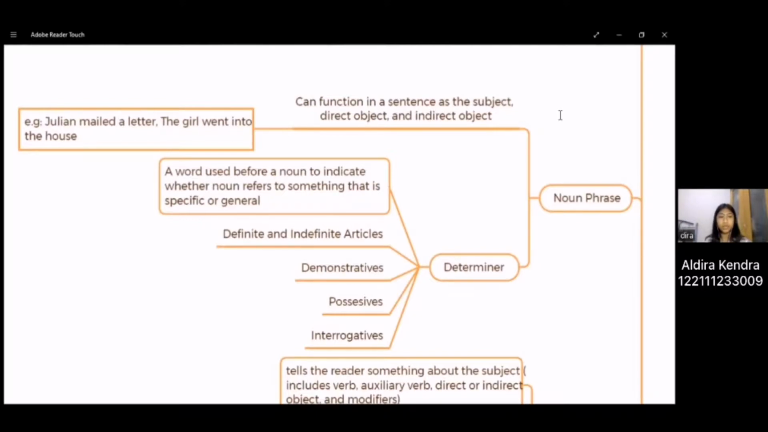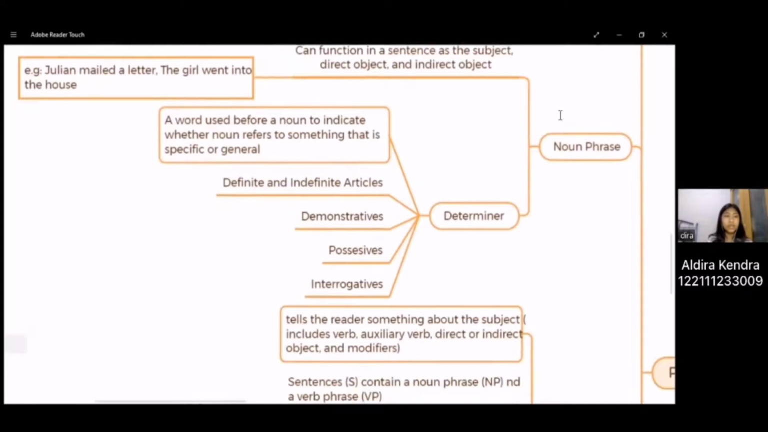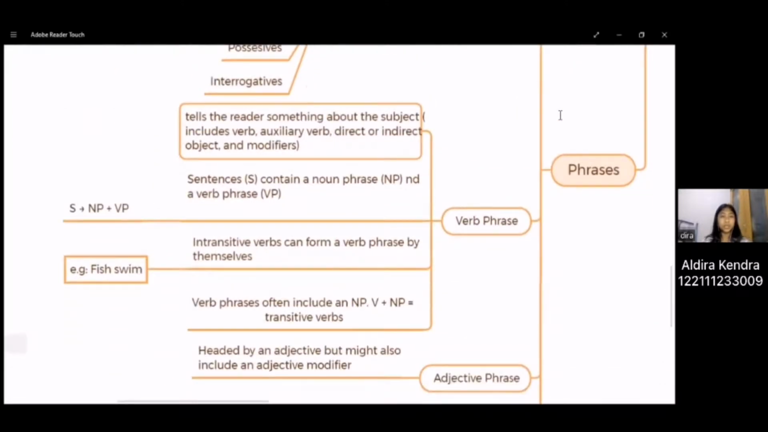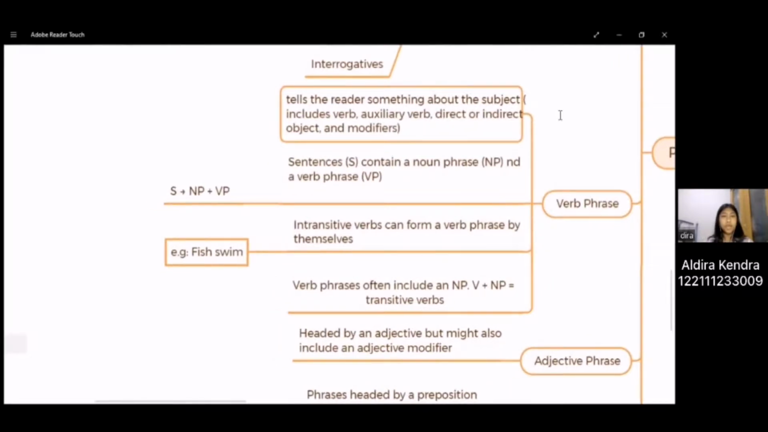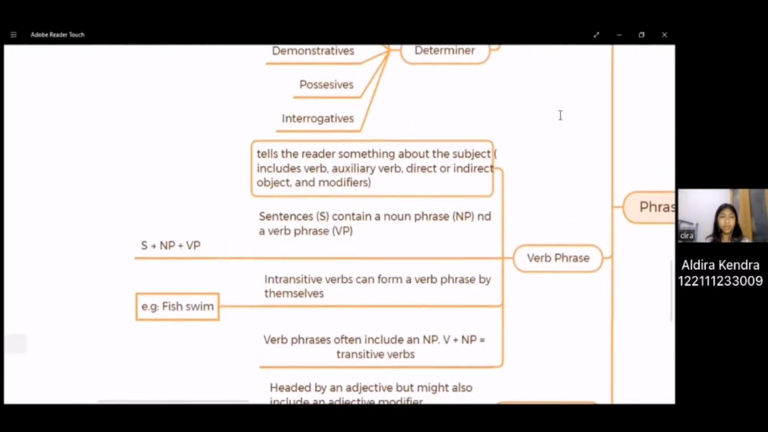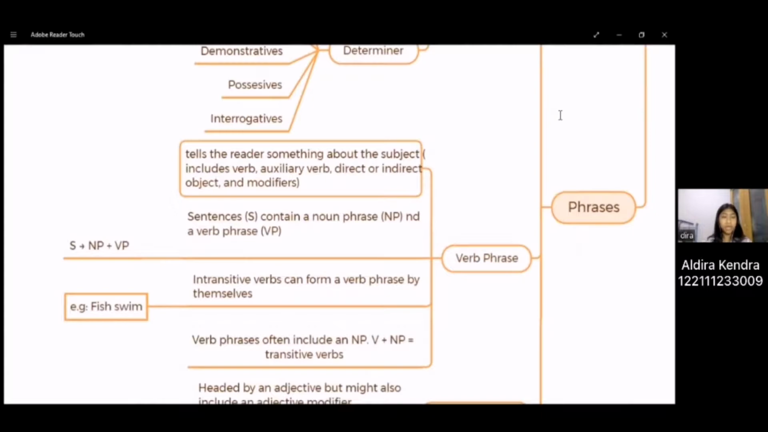Determiners function to limit what the noun is referring to, such as to specify whether the referent is a specific thing or a general thing. The next one is verb phrases. A verb phrase tells you something about the subject. It includes a verb and can include an auxiliary verb, direct or indirect object, and modifiers. All English sentences contain a noun phrase and a verb phrase.